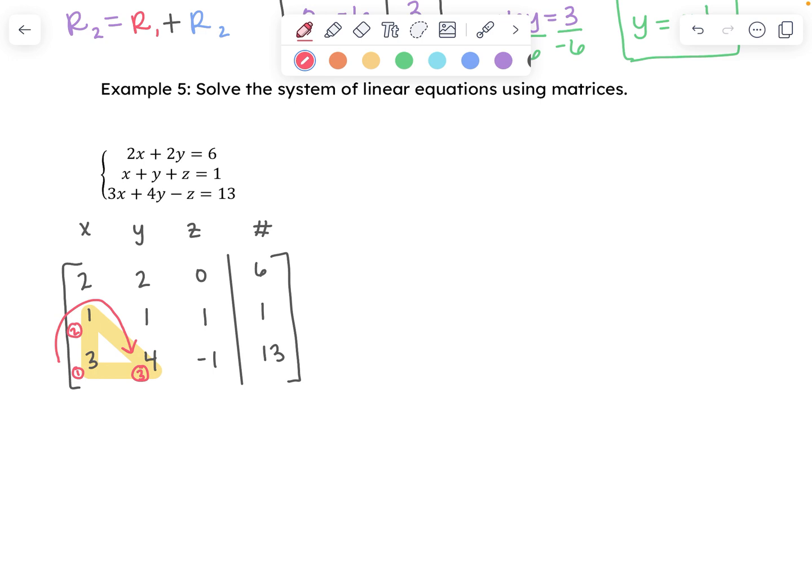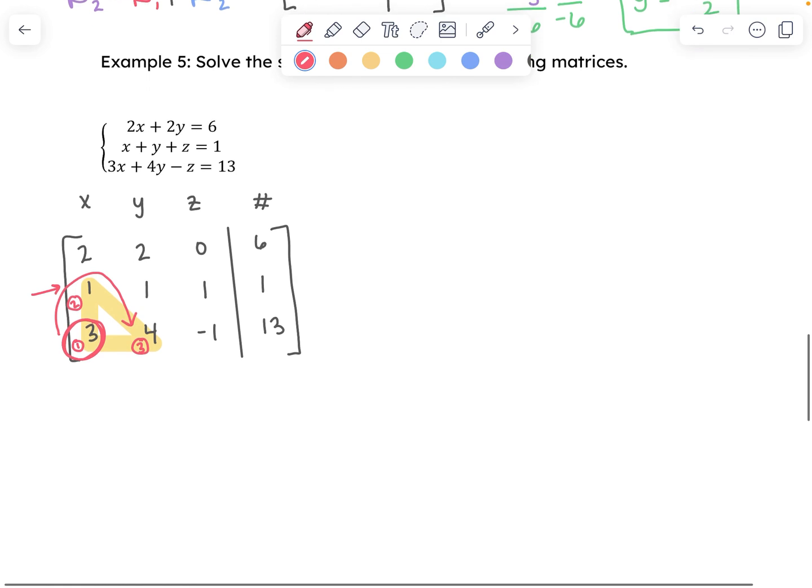So I'm going to start with that 3. I want to try and make that 3 the 0 first. And the easiest thing to combine it with is going to be that 1 in my second row. So what I'm going to think about is R3 is going to equal R3 minus 3R2.